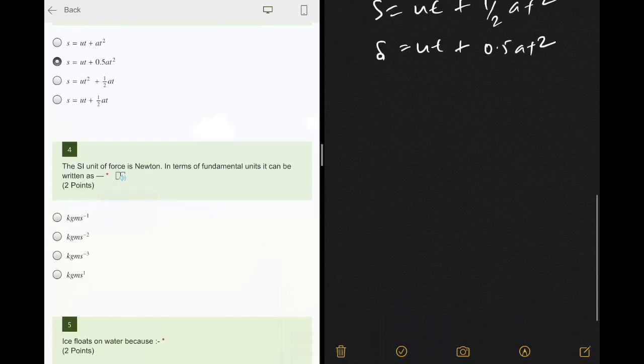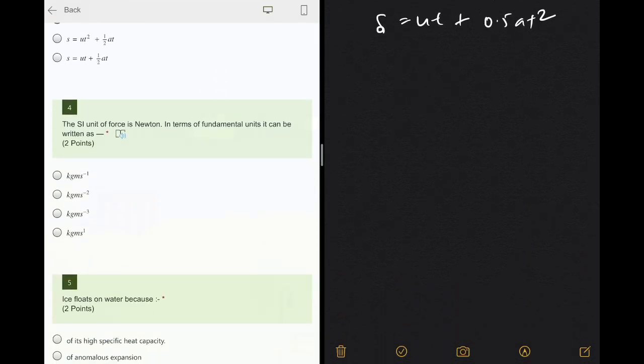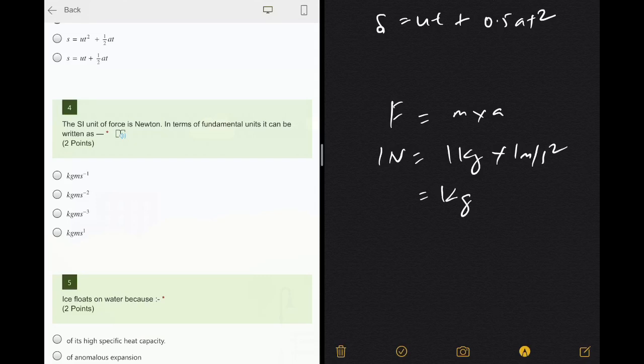Another very important question: the SI unit of force is Newton. In terms of fundamental units, it can be written as, so the equation that defines force is F equal to m into a. So 1 Newton is 1 kg into 1 meter per second square. So in terms of the fundamental units, it is kg, meter, second square. So it is kg meter per second square.